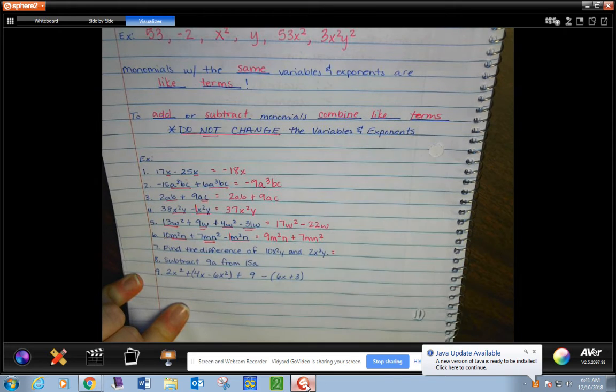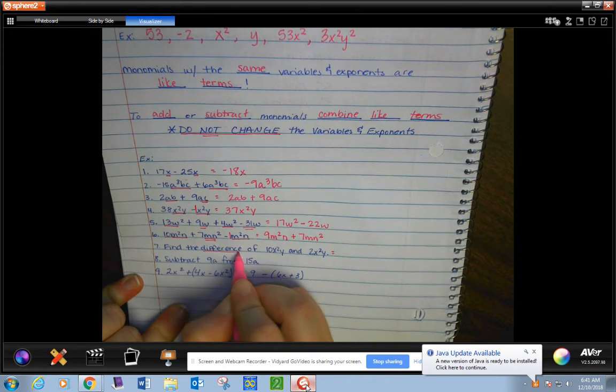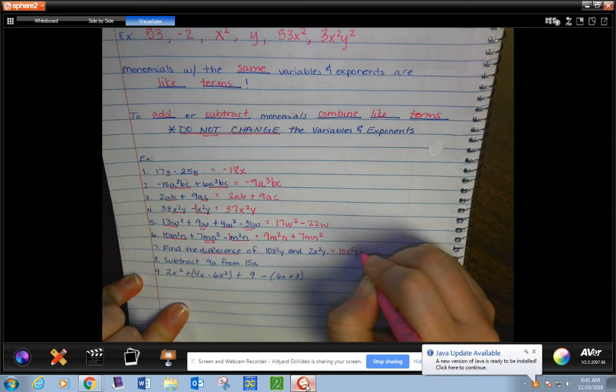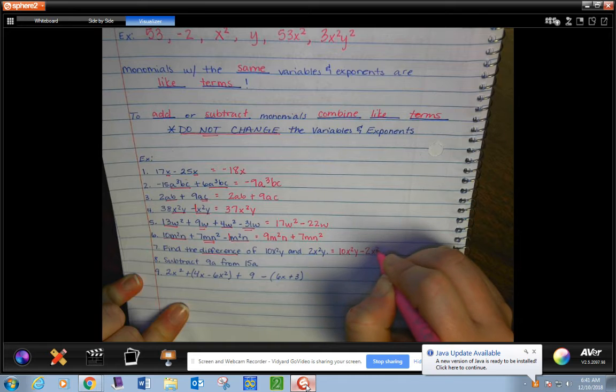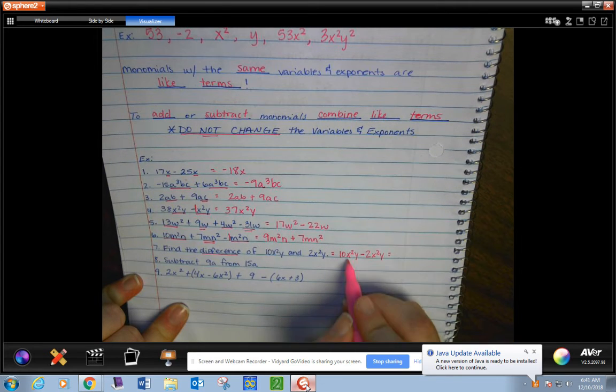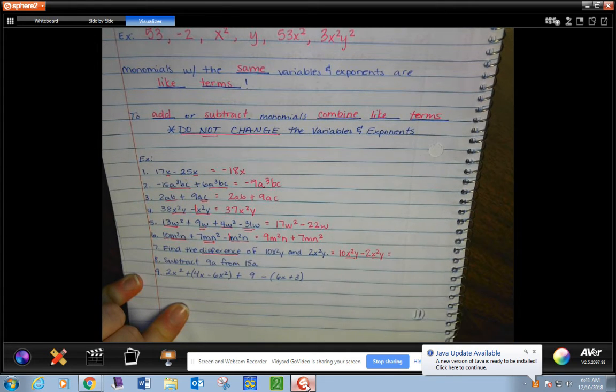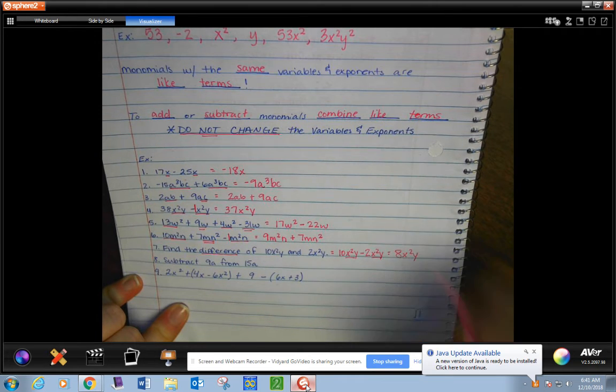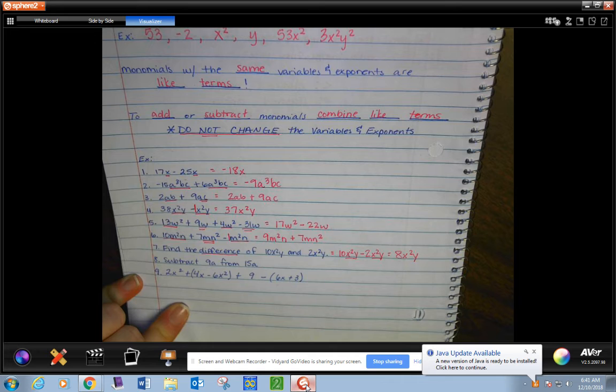Okay, now for a word example. Find the difference of 10x squared y and 2x squared y. Okay, the keyword right here is difference. If we're doing difference, that tells me I'm taking 10x squared y and I am subtracting 2x squared y. Okay, since my letters are the exact same, I can go ahead and subtract these and I get 8x squared y. And there's my final answer.